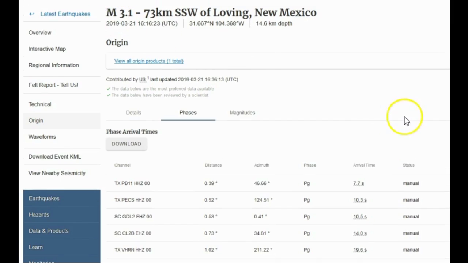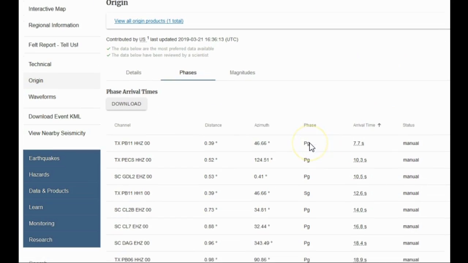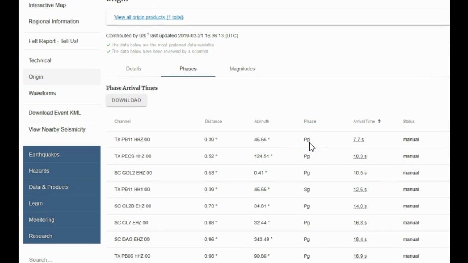And then this one at 3.1 isn't felt at all? I don't know. Seismic waves are strange, and they can do some very weird things, guys. Okay, the closest seismic station, according to USGS, is a broadband station, 00 location code, PB11 in the TX network. Let's check it out now.